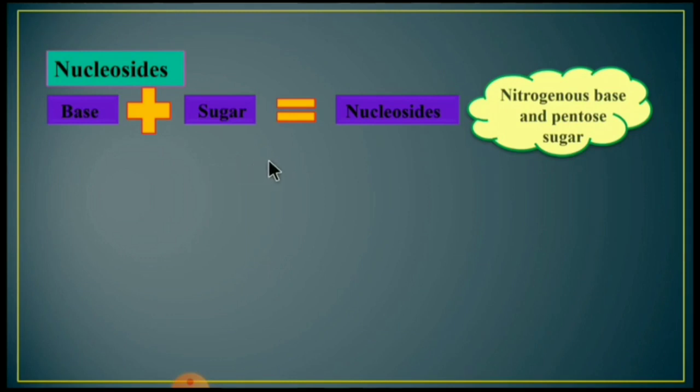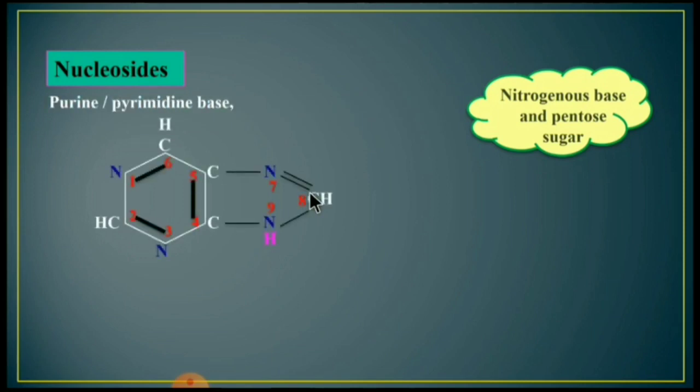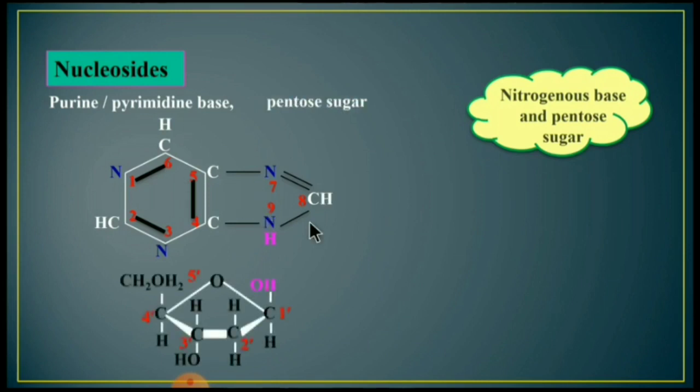So the bond which is formed between nitrogen base and sugar. The first one, the purine or pyrimidine base. This is purine. It combines with pentose sugar. So in between the nitrogen base and pentose sugar, a bond formation takes place, and that bond we call an N-glycosidic bond.